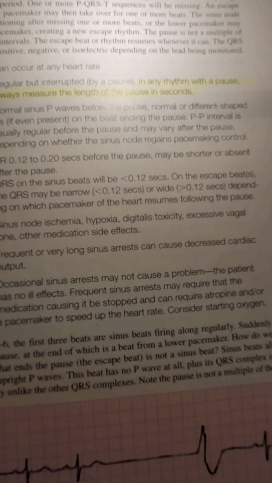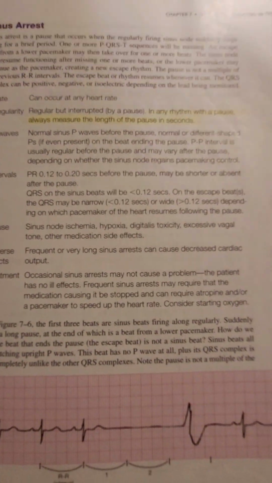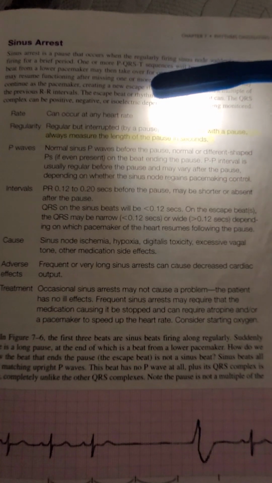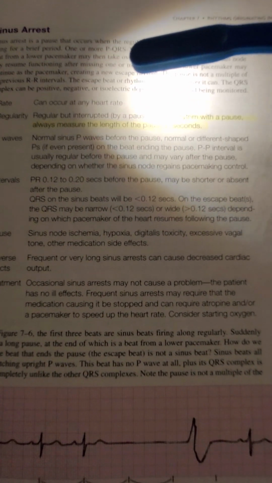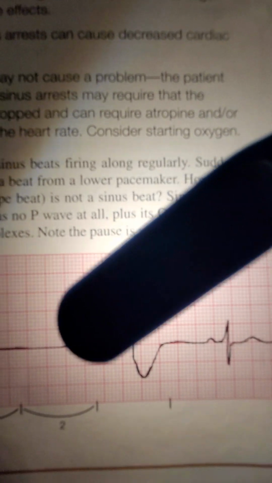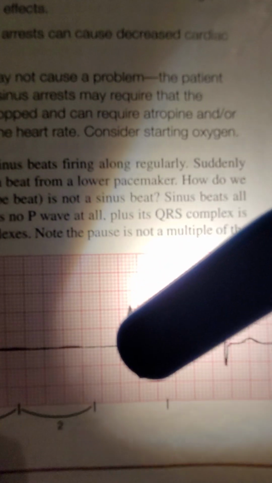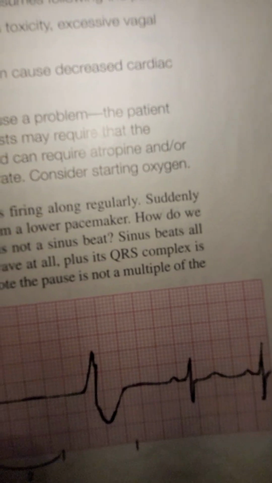But anyways, normal sinus P waves before the pause. Okay, normal or different shaped P's, even if they're present on the beat ending the pause. So you see this ending, I guess it ends the pause. There's no P wave there. And then they have an escape beat right there. So you might have some different stuff happening after that pause.